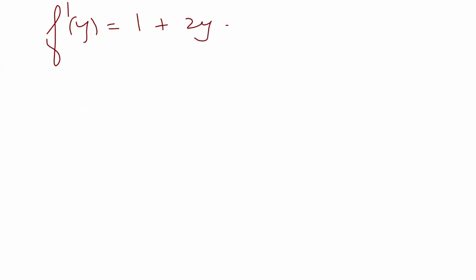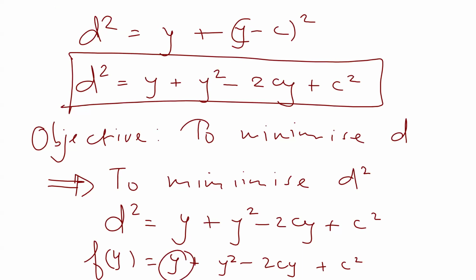1 plus 2y minus, okay, derivative of y with respect to y is 1. We are differentiating with respect to y, not with respect to x. So don't allow chain rule to occur over here. 2y will be 2y only. Don't write dy dx of y, because we are differentiating with respect to y, not x. So 1 plus 2y minus 2c plus 0.